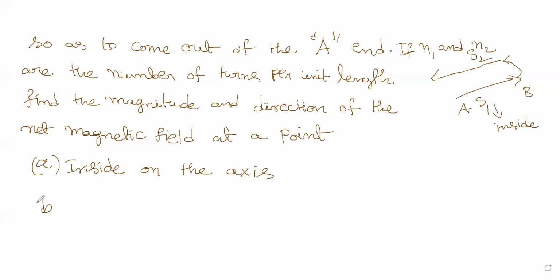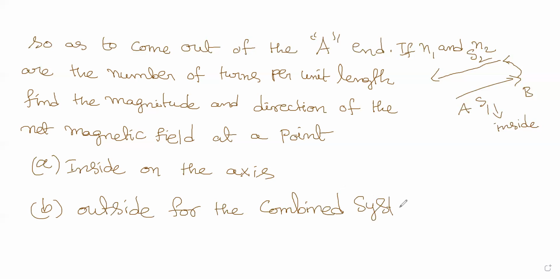and the point B is outside for the combined system. This is what is given. So you can pause the video and then make a note of this. So let's see how we solve the problem.